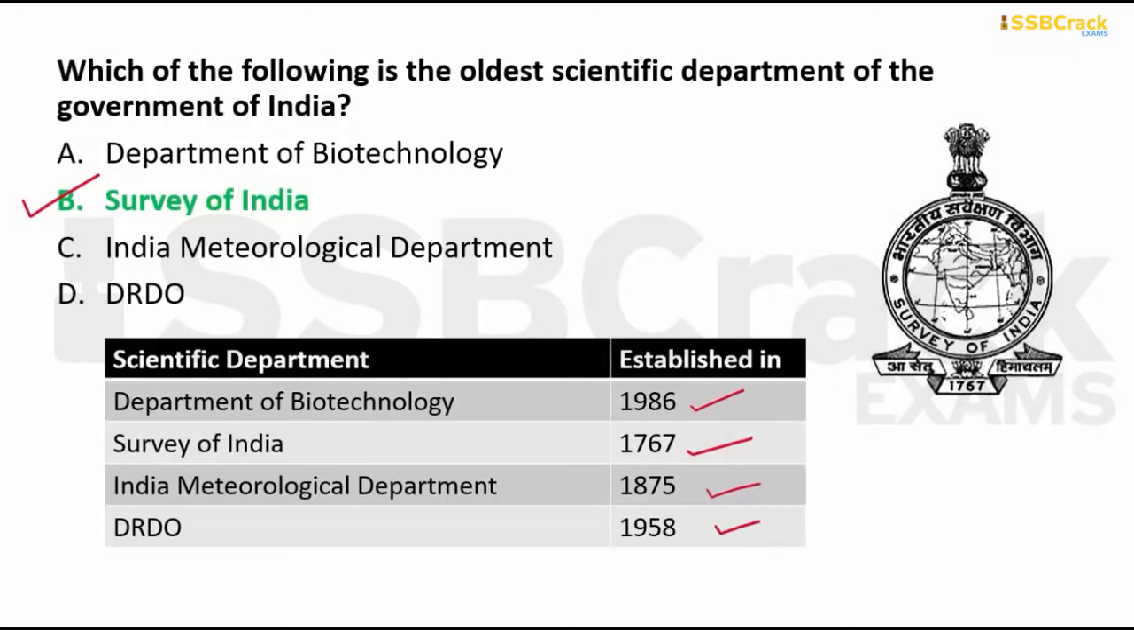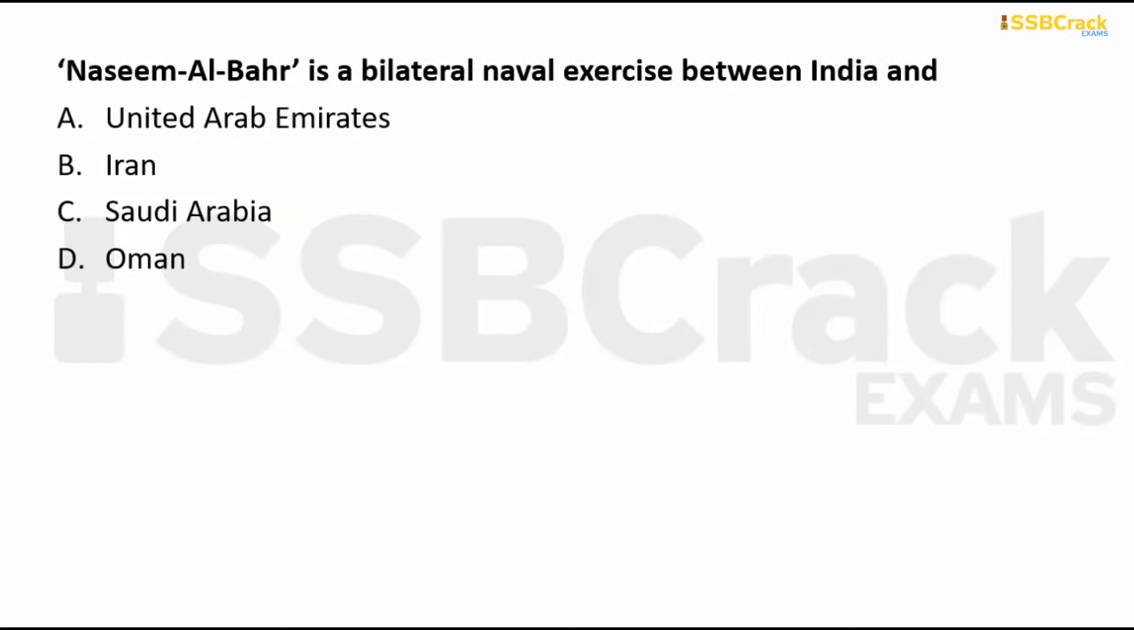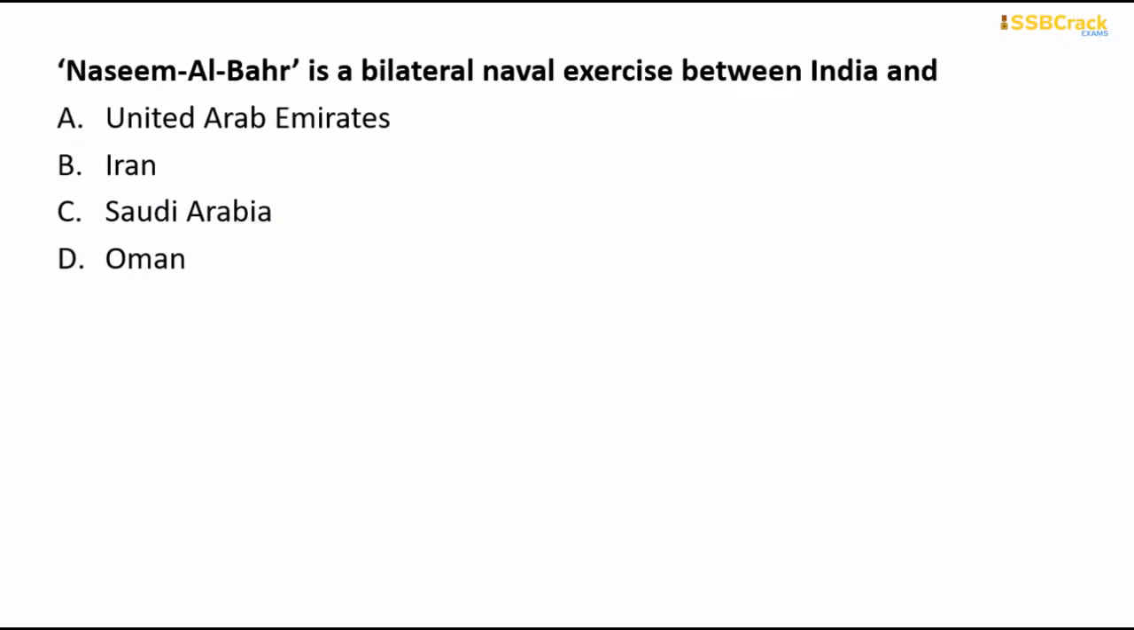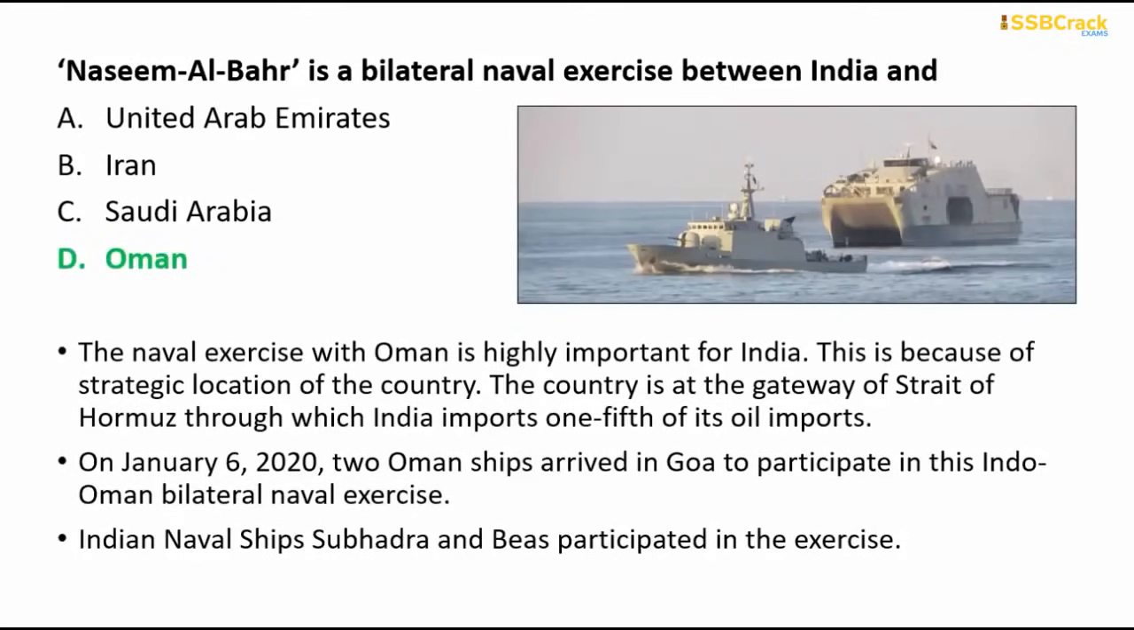Going through with the next important question, Nasim Al Bar is a bilateral naval exercise between India and which particular country? So Nasim Al Bar is a bilateral naval exercise between India and Oman. Remember, this is a bilateral naval exercise between India and Oman. Why is it very important? Oman is extremely important for our country India. The main reason is that Oman is located in a very strategic location. This country is at the gateway of the Strait of Hormuz, through which India imports 1/5 of its oil imports.